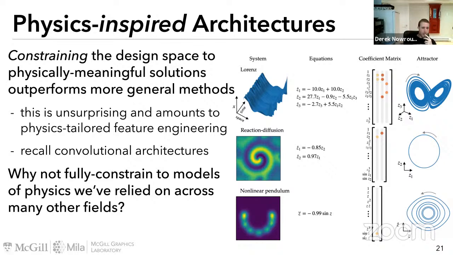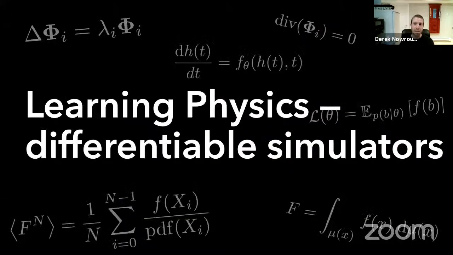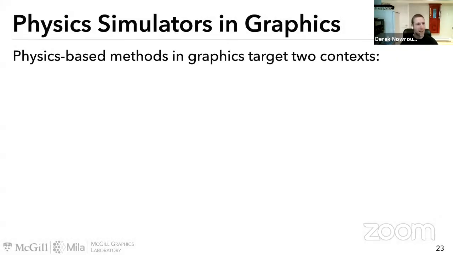So it begs the question, in the context of physics-based architectures: why don't we fully constrain our neural model based on the models of physics that we know from other fields, or that we've used in computer graphics, if those are well-suited to the problems we're trying to solve? This is where we get into the core of my talk, which is differentiable rendering. Sorry, differentiable simulation, force of habit.